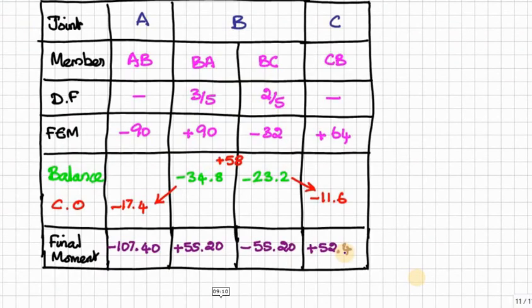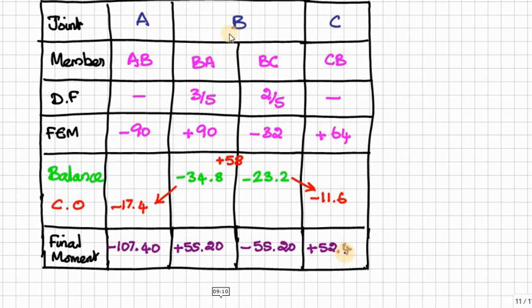Okay. So this is the distribution table step. But in the distribution table step, you have to be very careful that if we have done everything correct, then we will get equal but opposite moments at each joint.